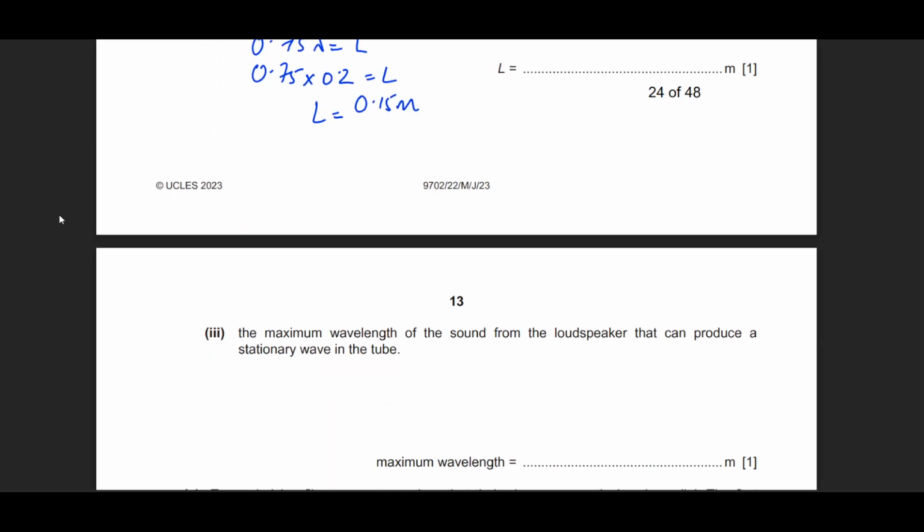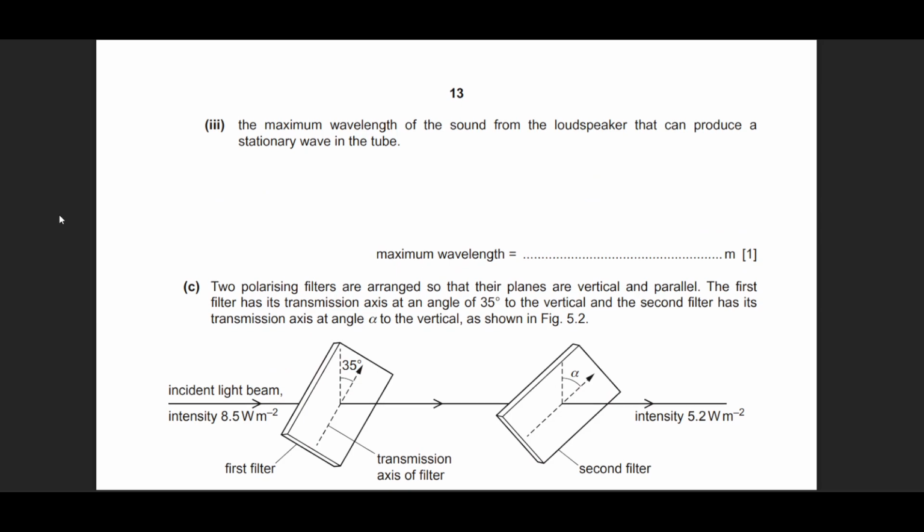Okay. Moving on to the next question, he says the maximum wavelength of the sound wave produced from the speaker that can produce a stationary wave in the tube.